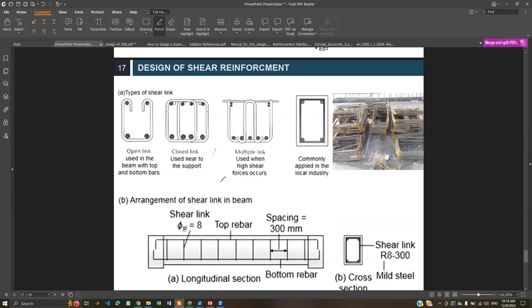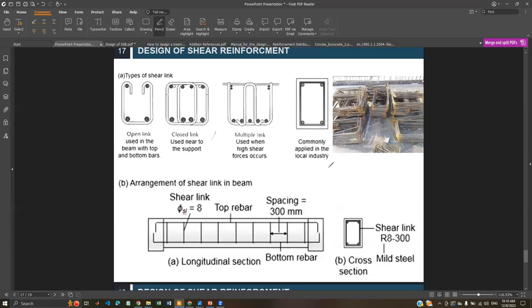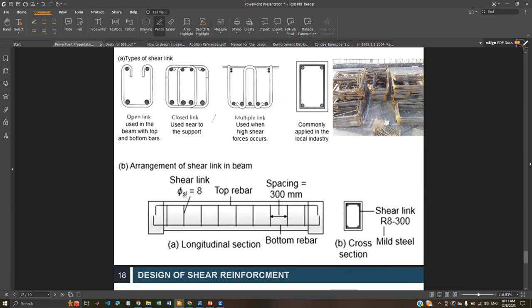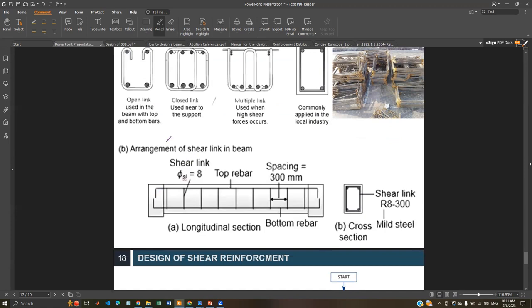So these are the shear links that we can provide. Generally, most shear links are square shaped, and if there are additional cases or requirements, we usually go for a different size or a different arrangement, whichever is possible. Right after you perform the design, your eventual design will be something like this.